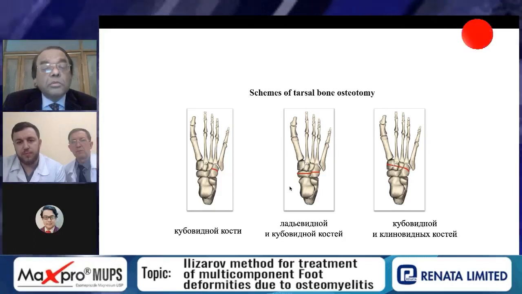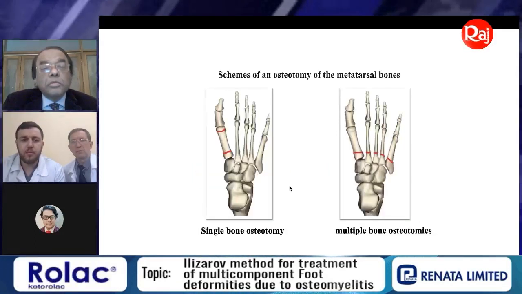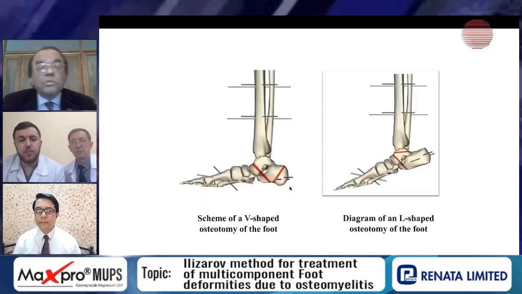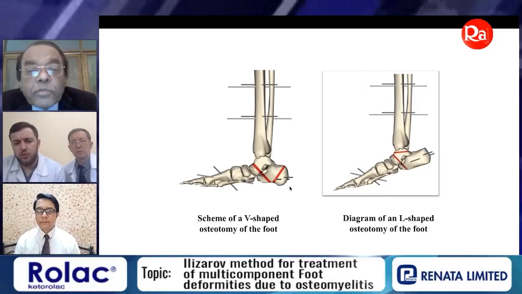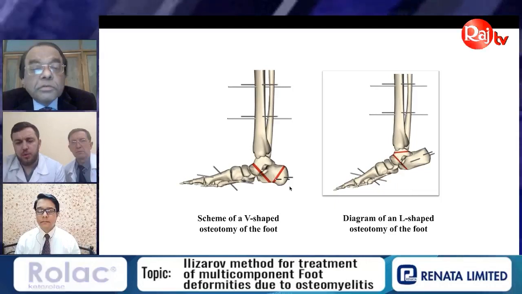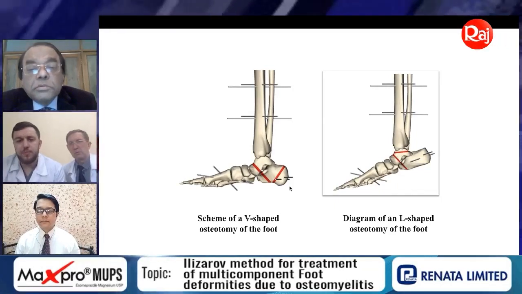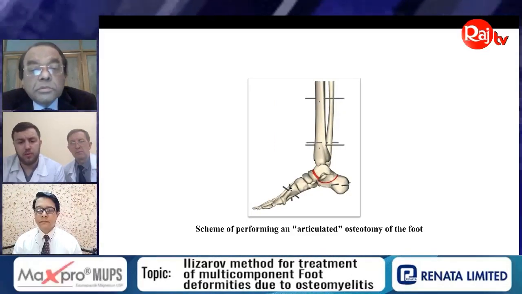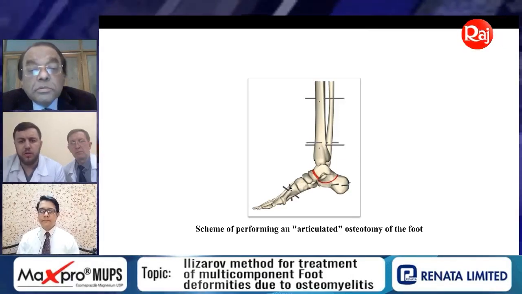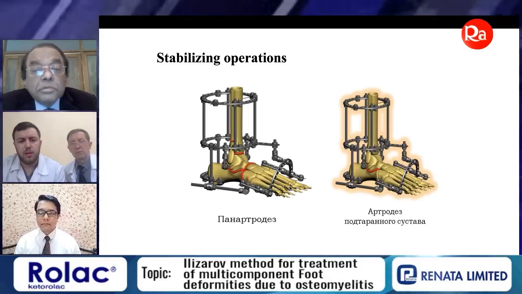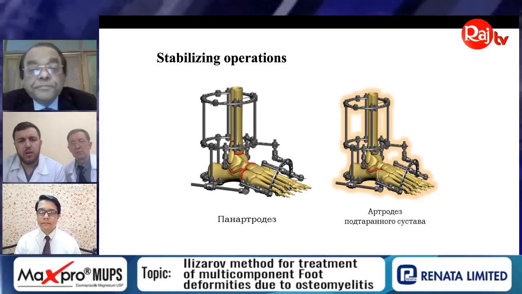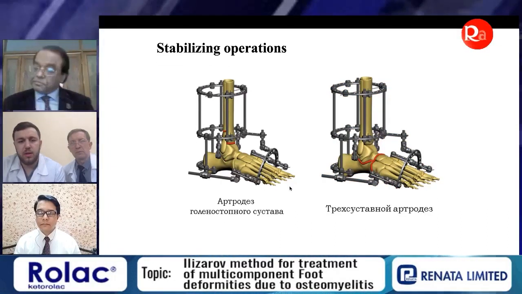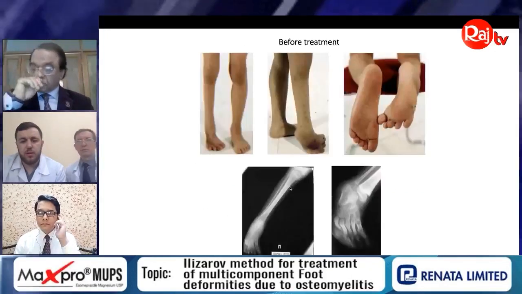Some types of tarsal bone osteotomy, osteotomy of the metatarsal bones, and V-shape osteotomy of the hindfoot, L-shape osteotomy of the hindfoot, and articulated, like a hinge, osteotomy of the foot for equinus correction of deformity. Some types of the stabilizing techniques, like plantar arthrodesis, triple arthrodesis, subtalar arthrodesis, and ankle joint arthrodesis.